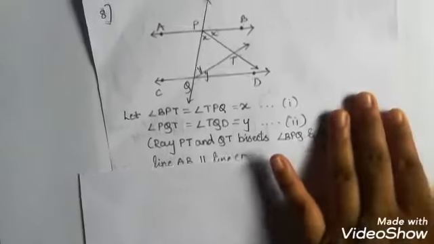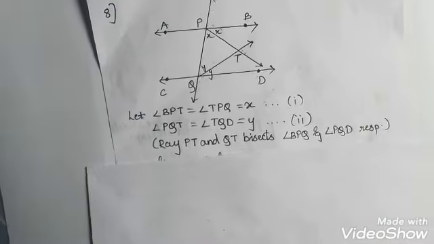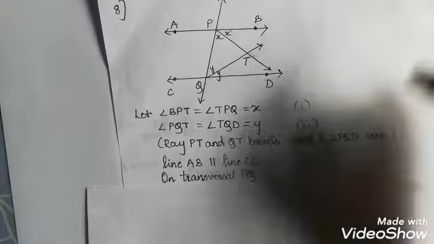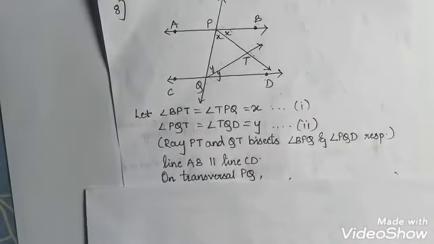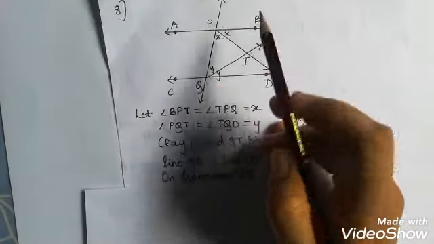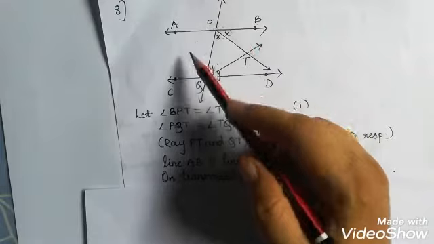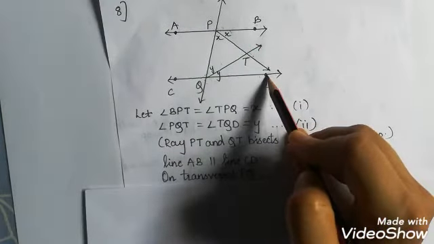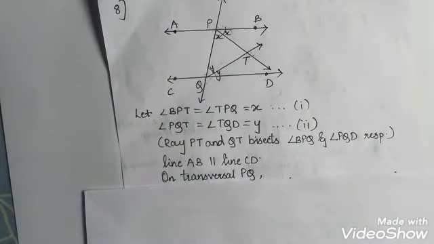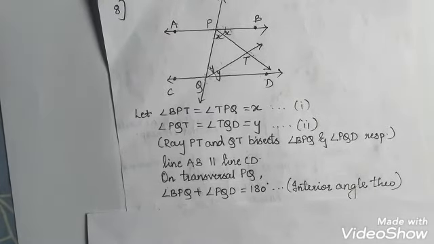Now they have given us that AB is parallel to CD. So since AB is parallel to CD, PQ is a transversal. On transversal PQ, I get angle BPQ and angle PQD equal to 180. These two angles are equal to 180. Why? Because they are interior angles. That is, using the interior angle theorem, I get the sum of the two is equal to 180 degrees.